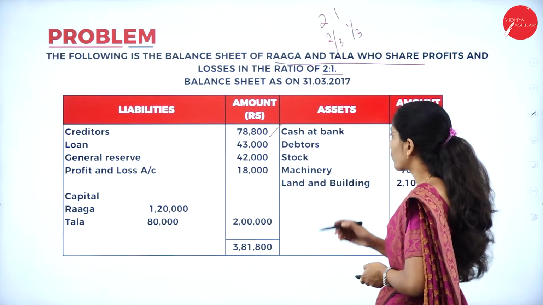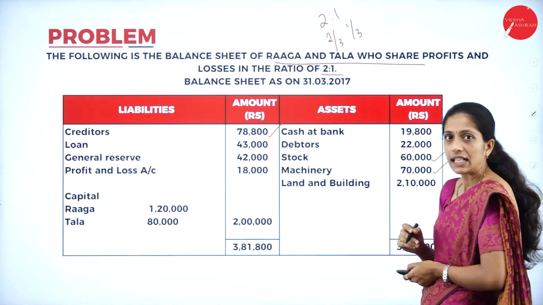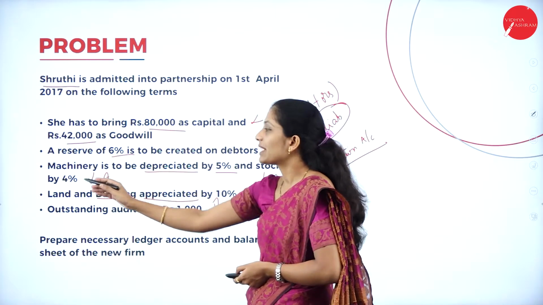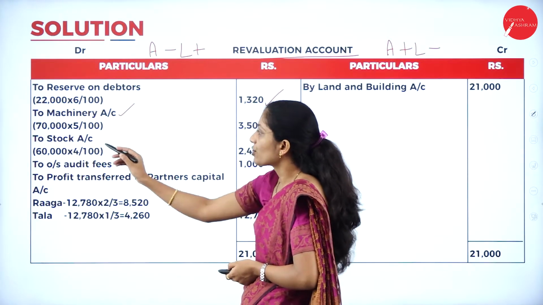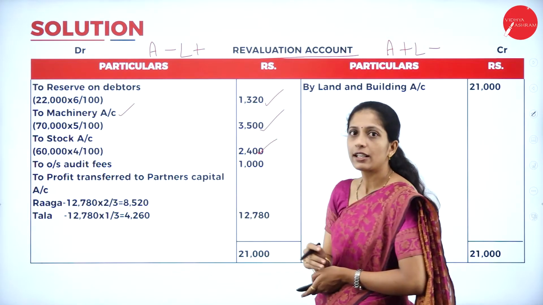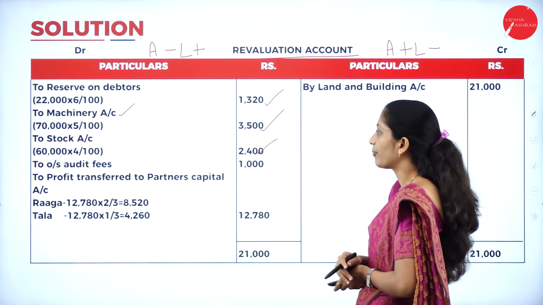Next, stock is decreased by 4%. Now what is the value of stock? 60,000. Decrease in asset, where do we record? Debit side. So it has decreased by 4%. So to stock, 60,000 into 4 divided by 100, you'll get 2,400.